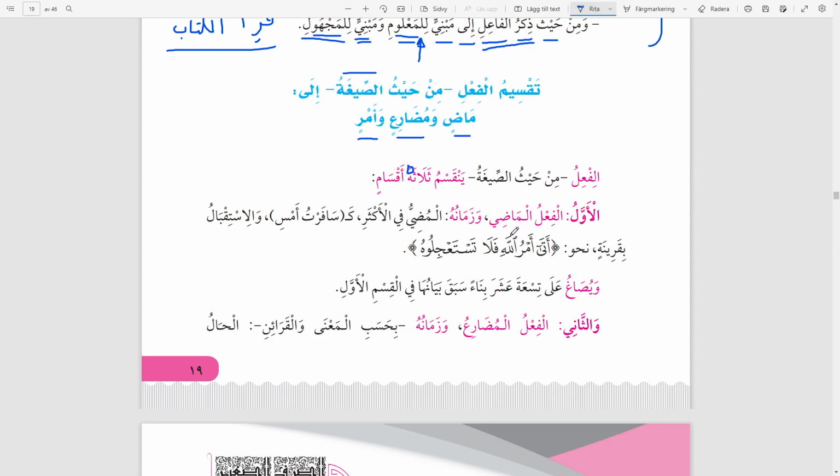The first one is الفعل الماضي, the past tense. زمانه, its time, is المضي, meaning past, في الأكثر, mostly. So like سافرت أمس, I traveled yesterday. And بقرينة, if there is something indicative coming along with it, it can mean future.